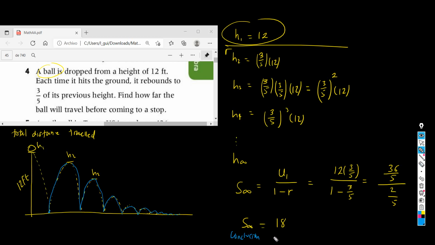Conclusion: the ball traveled 18 from here plus this 12, 30 feet overall. Okay, so that's the conclusion to this problem.